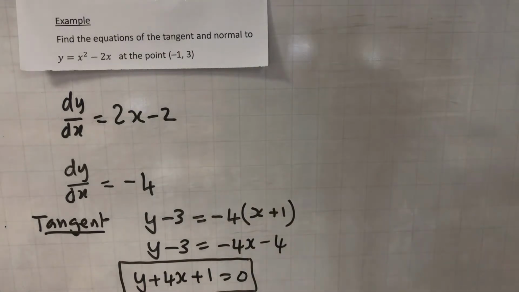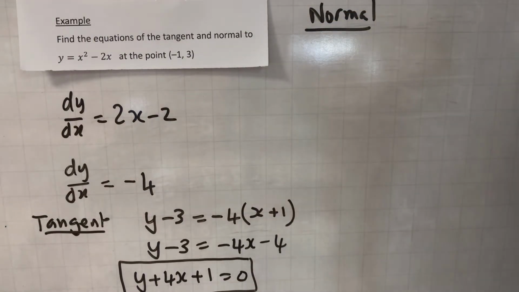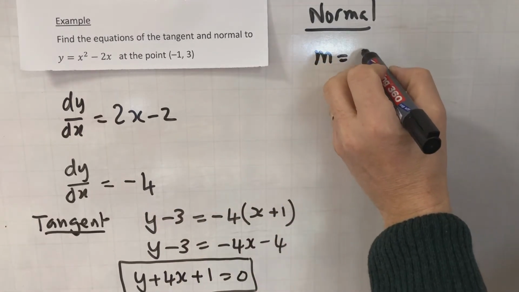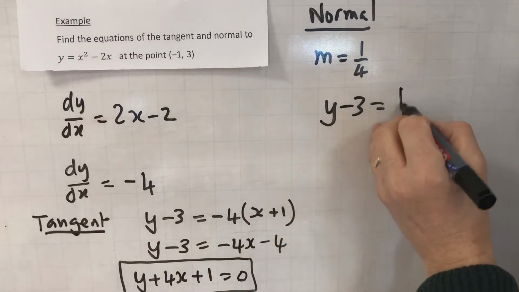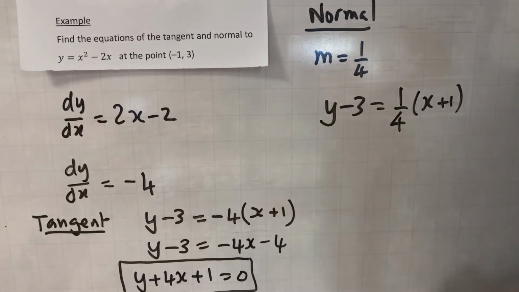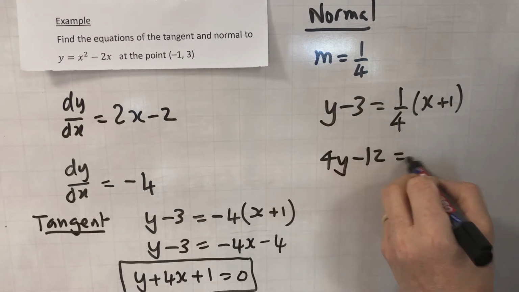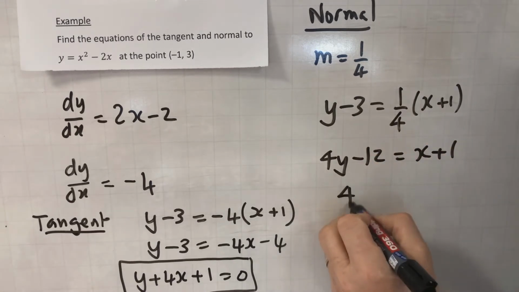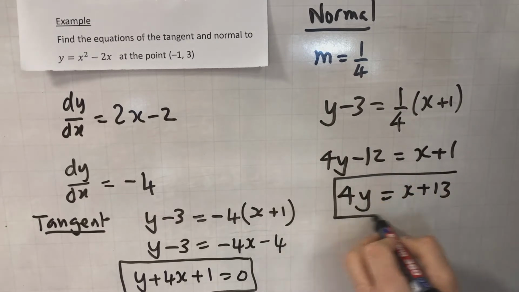As for the normal, as I pointed out on the previous, the normal is perpendicular to the tangent. So the gradient of the normal will be a quarter. So we have y minus 3, just as before, but it equals a quarter times x plus 1. It's just the gradient that's different. Take the 4 across because I don't like the fraction. We've got 4y take 12. 1 times x is 1x, 1 times 1 is 1. And here I just take the 12 across. So 4y is equal to x add 13. There's your normal.